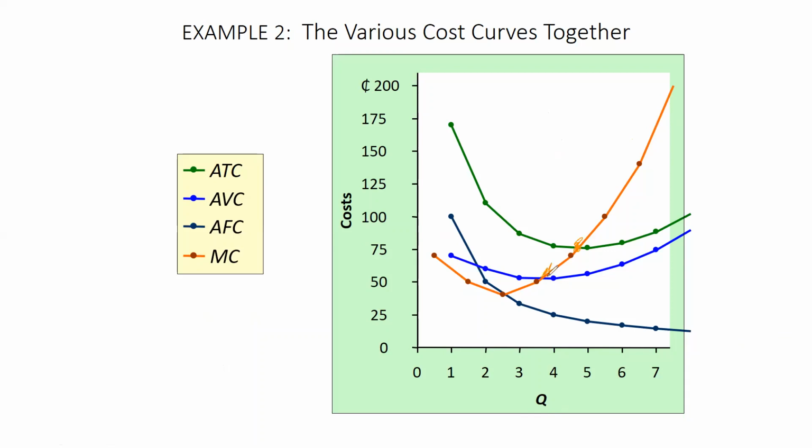So it's easy to spot your average fixed cost because it looks asymptotic. It's easy to spot the marginal cost because it's the one that cuts these two at their minimum point. And it's easy to differentiate between average total cost and the average variable cost because one must be above the other. So please remember, you should be able to label these things when you see them, okay, somewhere.